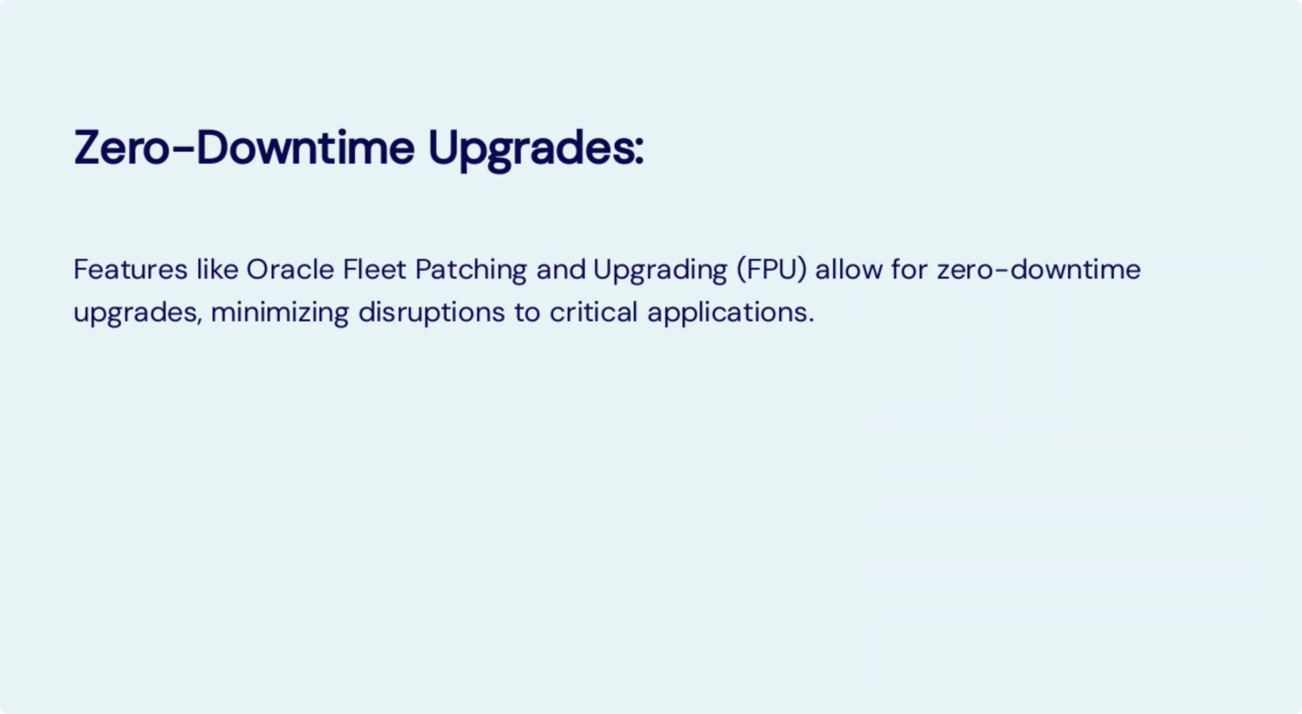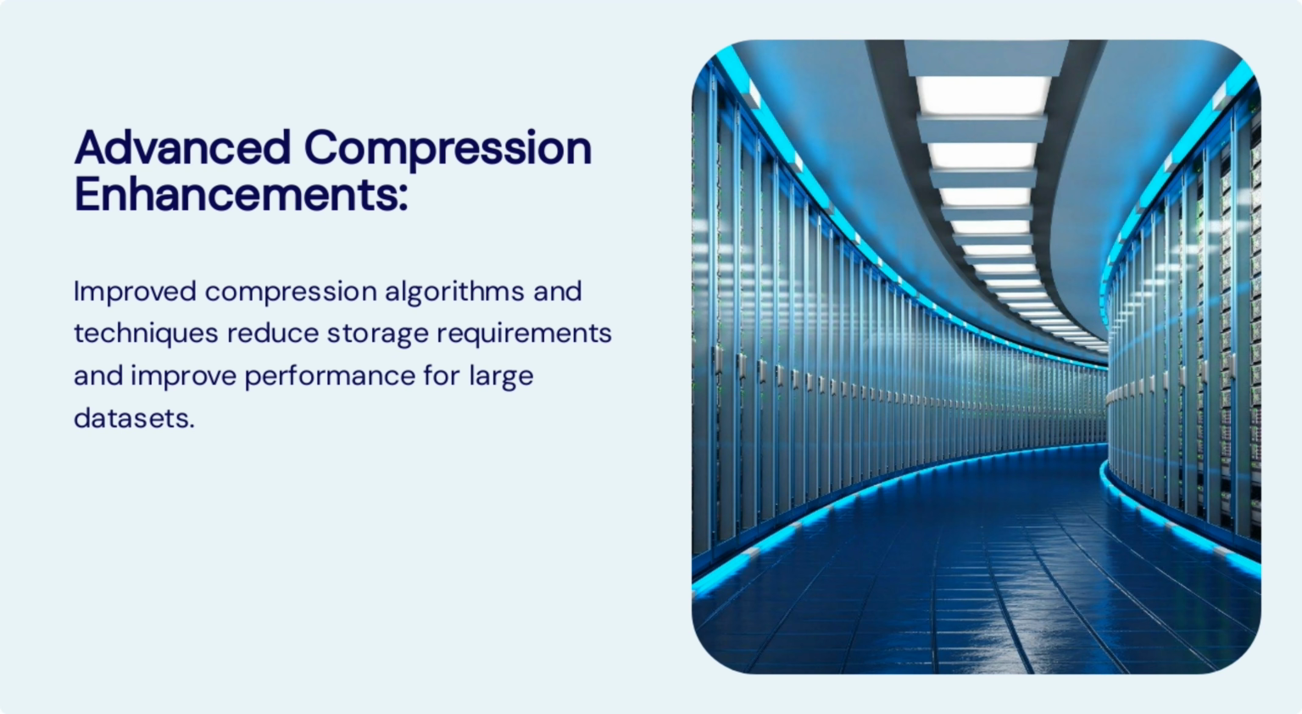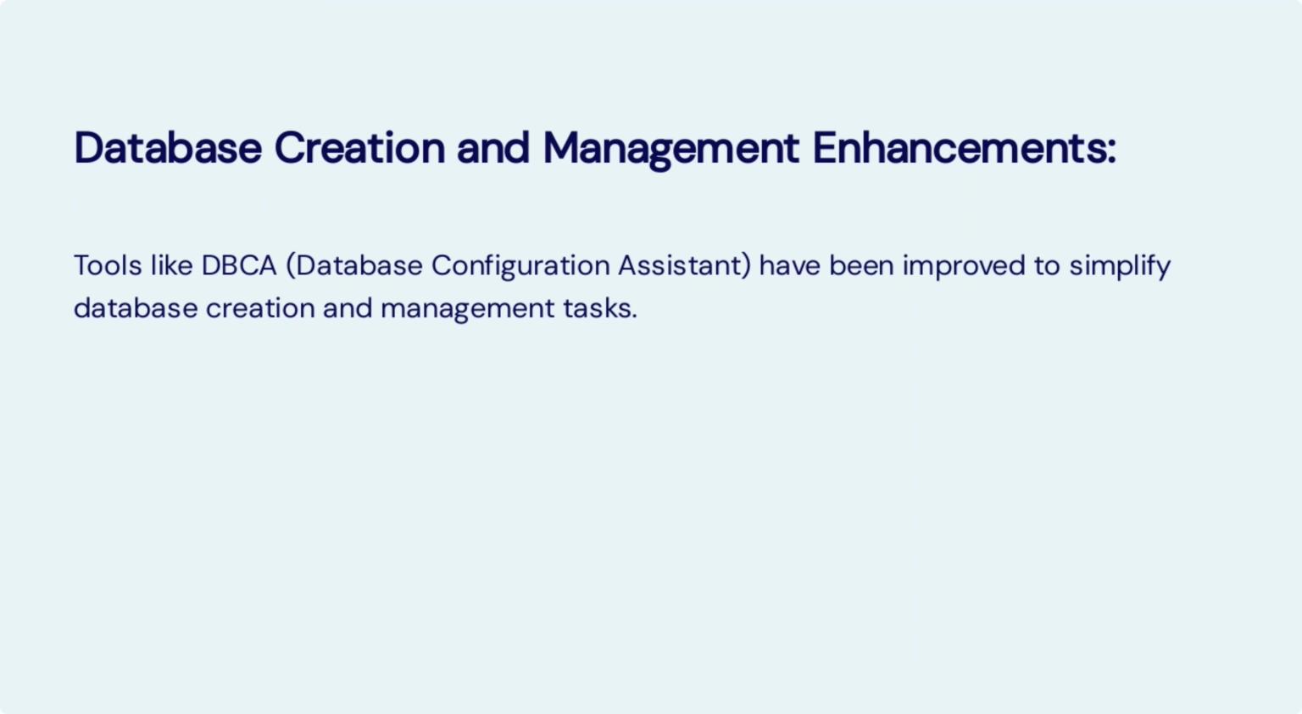Oracle 19c introduces zero downtime upgrades through features like Oracle Fleet Patching and Upgrading, FPU, which minimize disruptions to critical applications. Oracle 19c introduces advanced compression enhancements, which utilize improved compression algorithms and techniques to reduce storage requirements and enhance performance for large datasets. Database creation and management enhancements have been made to tools like DBCA, Database Configuration Assistant, to simplify database creation and management tasks.